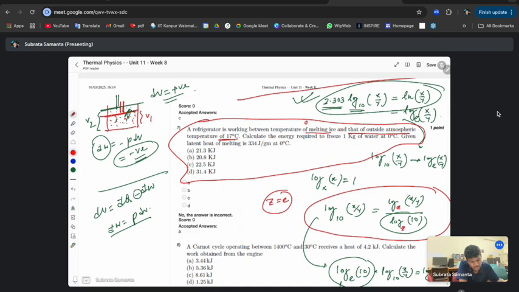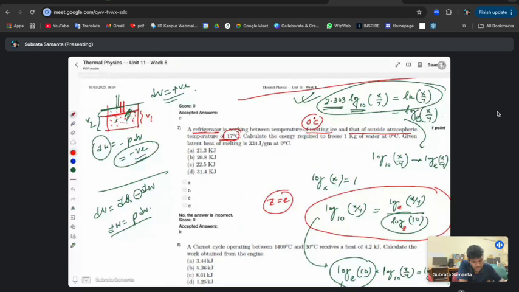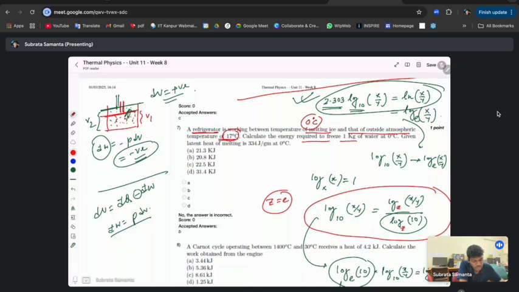So this one is 0 degrees centigrade, another one is 70 degrees centigrade, right? And this is a refrigerator, okay? It's not a Carnot engine. This is basically the reverse of the Carnot engine. And calculate the energy required to freeze 1 kg of water at 0 degrees centigrade, given the latent heat of melting is this, okay.